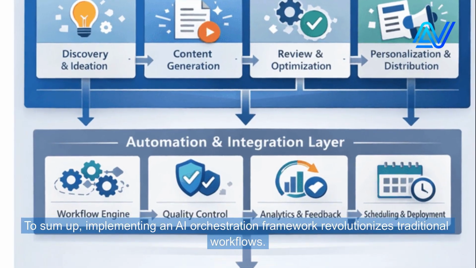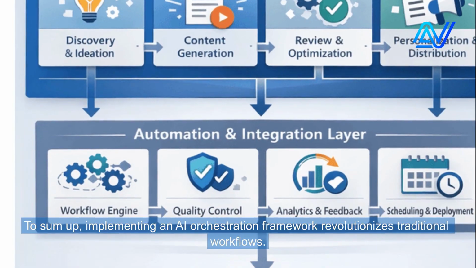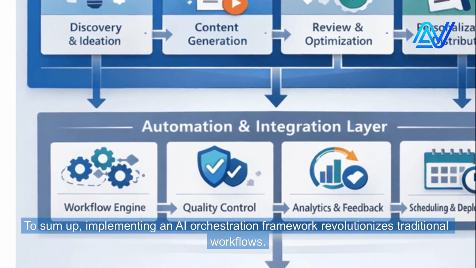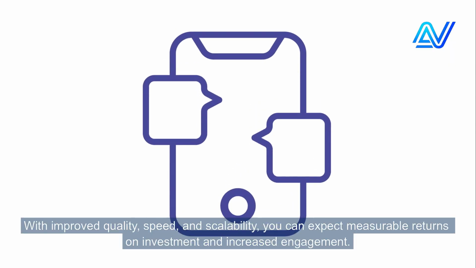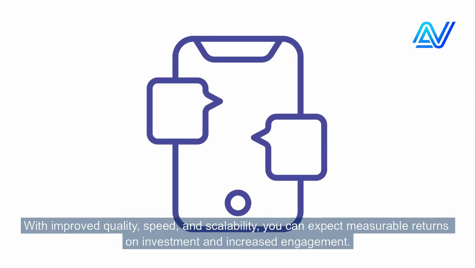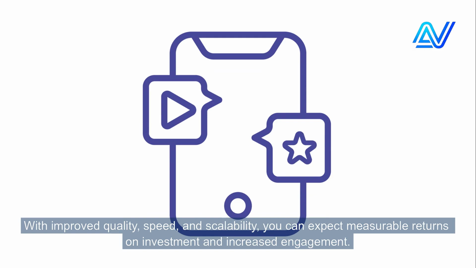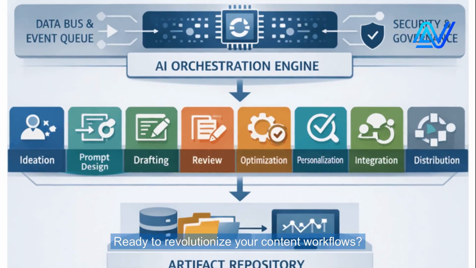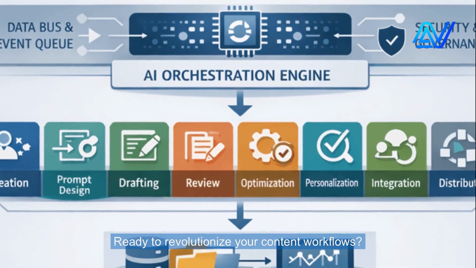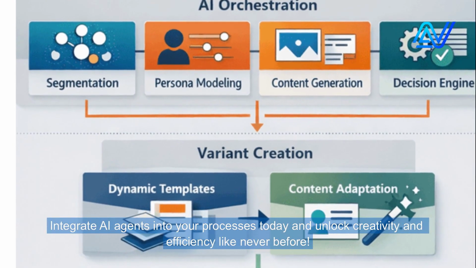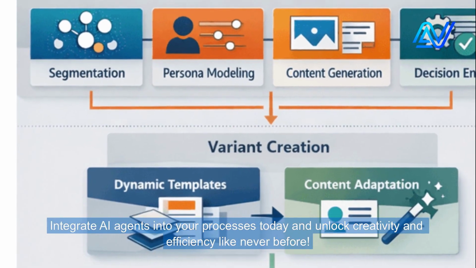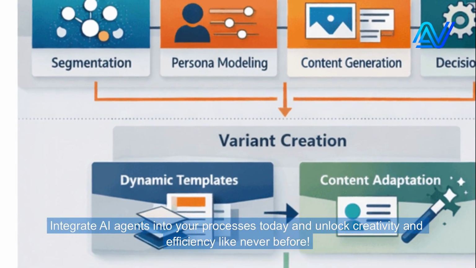To sum up, implementing an AI orchestration framework revolutionizes traditional workflows. With improved quality, speed, and scalability, you can expect measurable returns on investment and increased engagement. Ready to revolutionize your content workflows? Integrate AI agents into your processes today and unlock creativity and efficiency like never before.